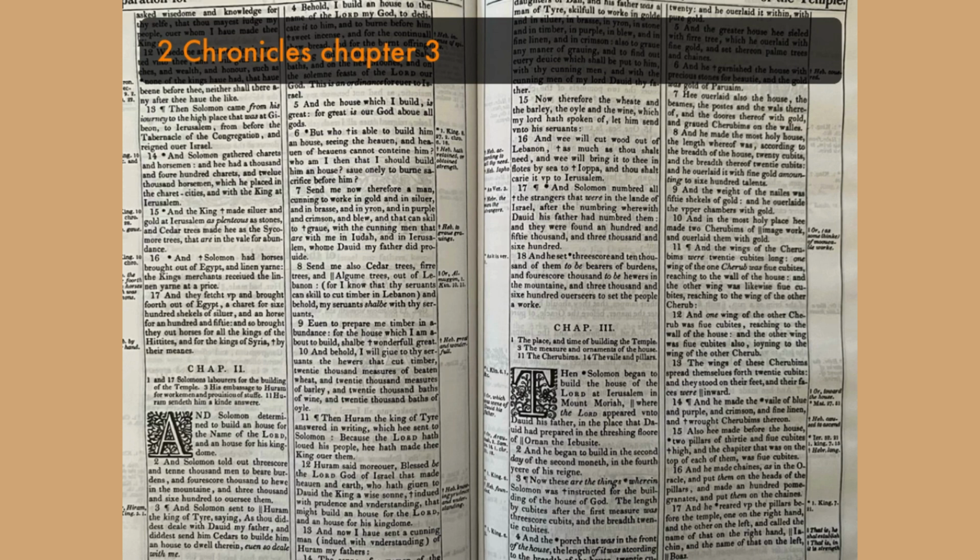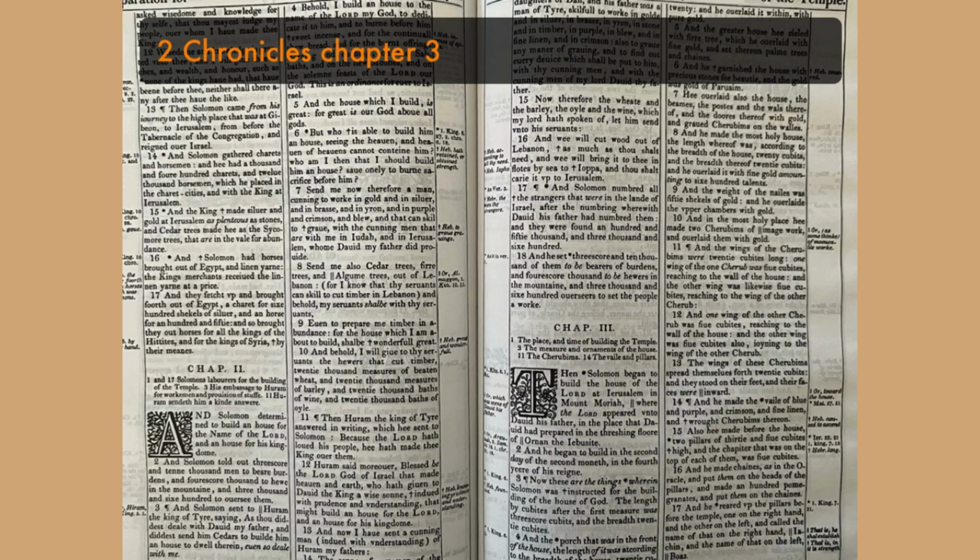And the wings of the cherubims were 20 cubits long. One wing of the cherub was 5 cubits, reaching to the wall of the house. And the other wing was likewise 5 cubits, reaching to the wing of the other cherub. And one wing of the other cherub was 5 cubits, reaching to the wall of the house. And the other wing was 5 cubits also, joining to the wing of the other cherub.